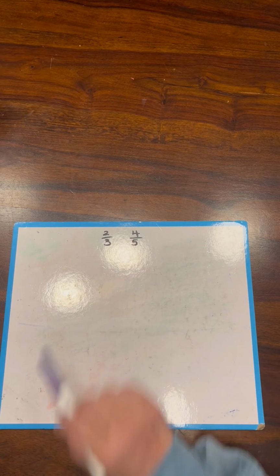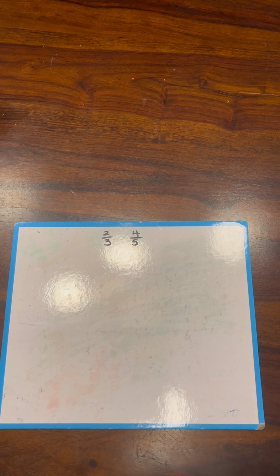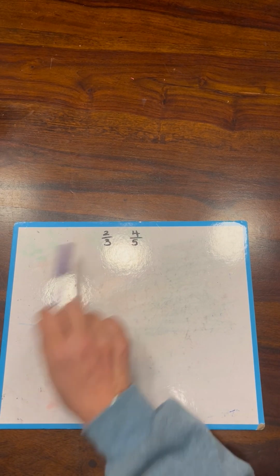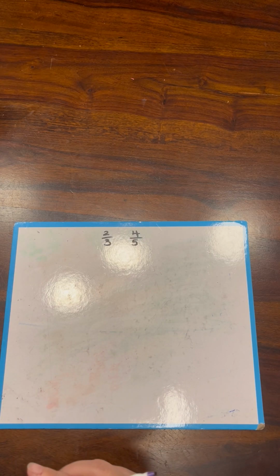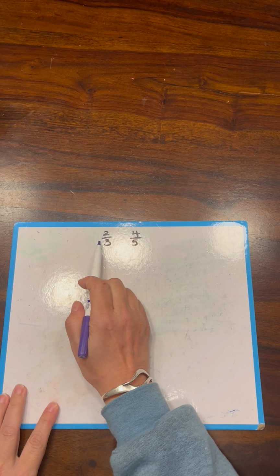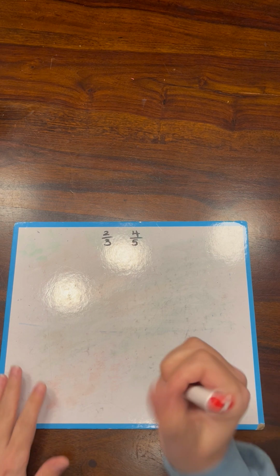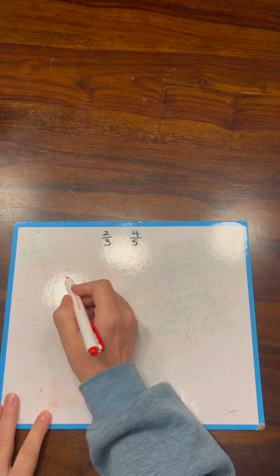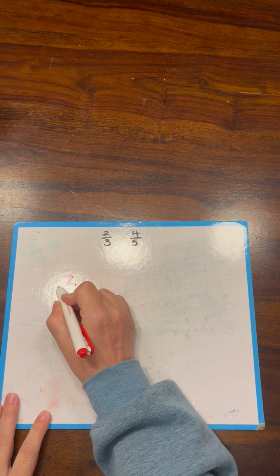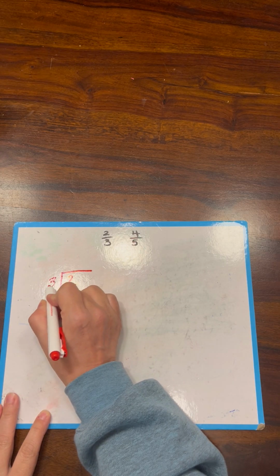All right, so looking here, we have 2/3 and 4/5. An important thing to remember is that the fraction bar also means division. So we're saying 2 divided by 3. Let me switch, I want to use a different marker here. 2 divided by 3 means that we put the 2 inside the division house, the 3 goes out.